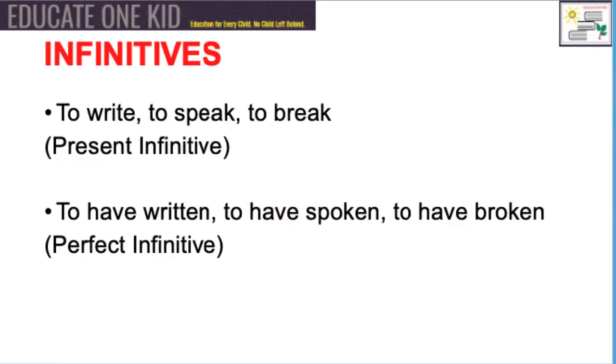When they are used as to write, to speak, to break, etc., these are forms in which they are called the present infinitive. Whereas when they are written as to have written, to have spoken, to have broken, these are forms of perfect infinitive.